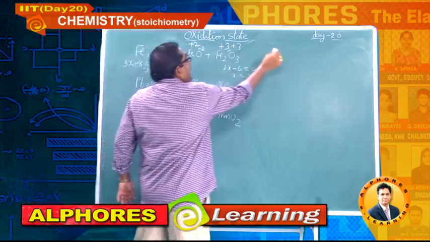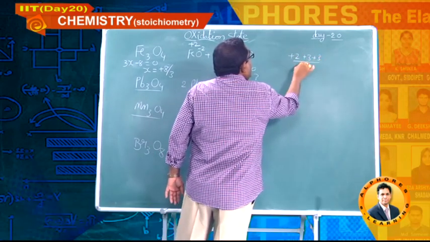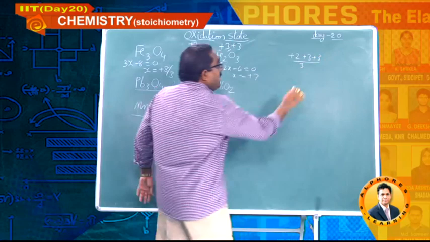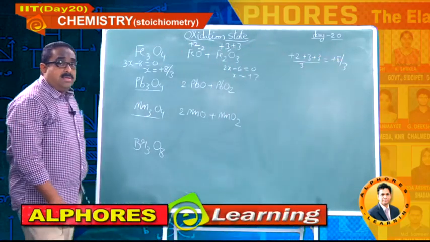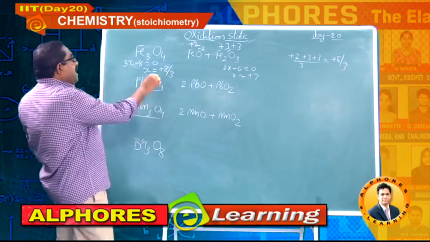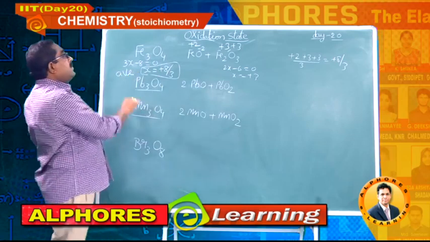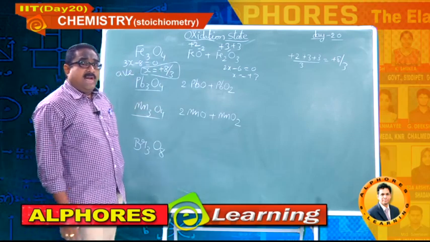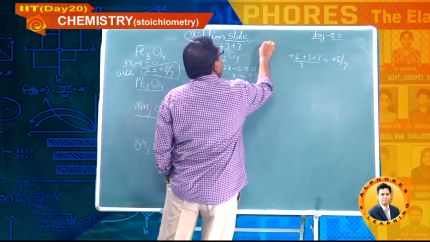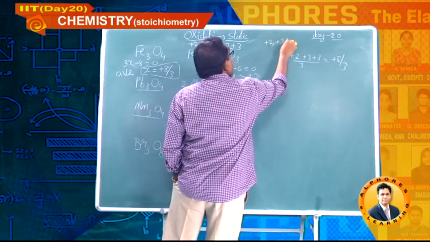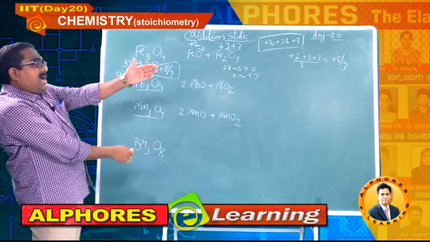So if you do the average, what will you get? Plus 2 for one iron, plus 3 and another plus 3, and the total number of irons is 3. Again you will get plus 8 by 3. So you can say the average oxidation state of iron in Fe3O4 is plus 8 by 3, whereas the individual oxidation states are plus 2, plus 3 and plus 3. So again you will get the average as plus 8 by 3.